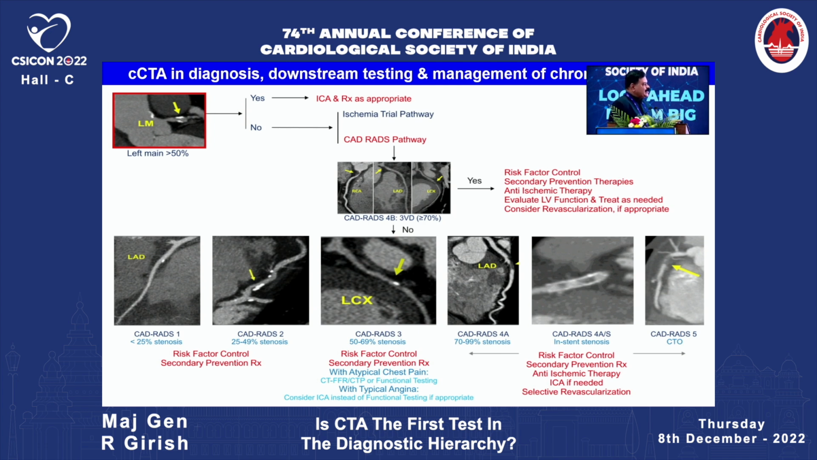Whereas for RADS 4 and 5, RADS 4A is basically 70 to 99% stenosis, and 4A is also in-stent restenosis. 4B is triple vessel disease, more than 70%. RADS 5 is chronic total occlusion. So here, in addition, they require anti-ischemic therapy, coronary angiography with or without revascularization.